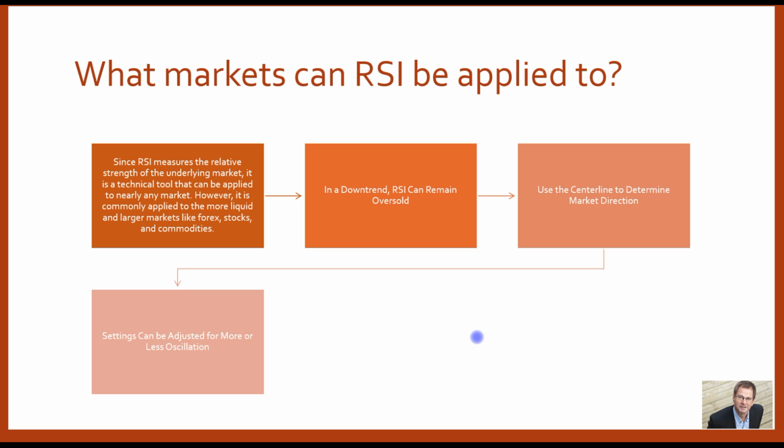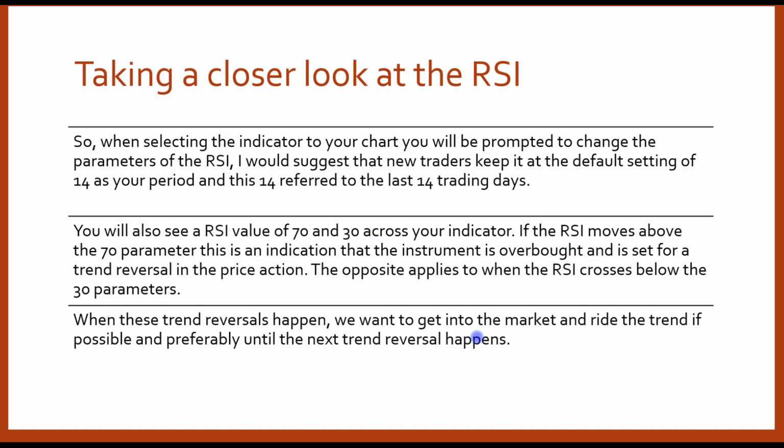So a lot of times we'll use the center line. If you always have a calculation between 0 and 100, and your boundaries are at 70 and 30 or 80 and 20, your center line is always going to be at 50, because that's the midpoint between 0 and 100. And we can use that center line: when the RSI indicator is moving upward and breaks that center line, you are probably in an uptrend. When RSI is going downward and breaks that center line, you should be in a downtrend.